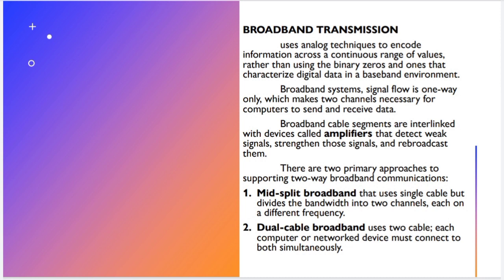There are two primary approaches to supporting two-way broadband communications. The first one is the mid-split broadband that uses a single cable but divides the bandwidth into two channels, each on a different frequency. The second one is the dual cable broadband, which uses two cables. Each computer or network device must connect to both simultaneously.